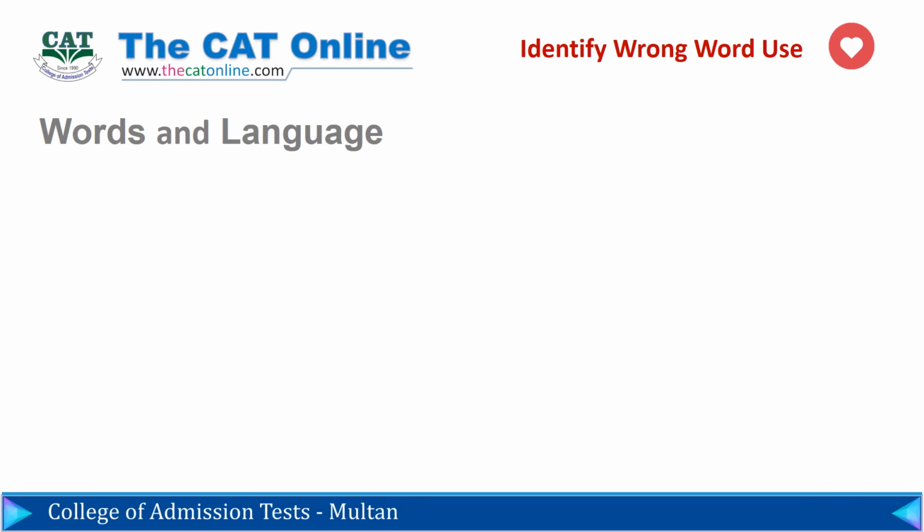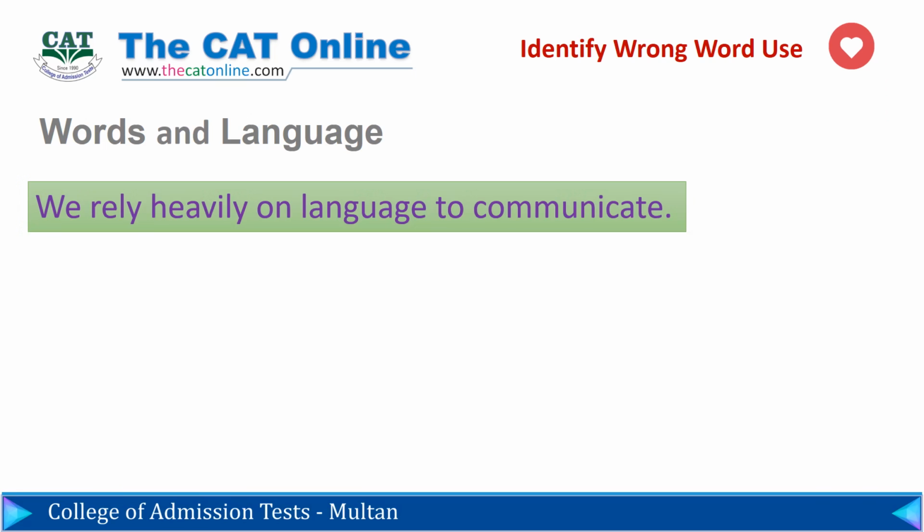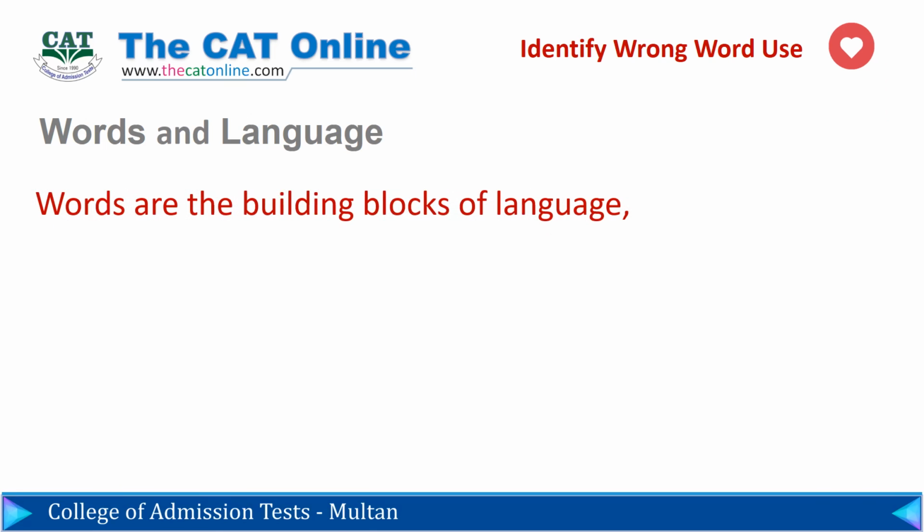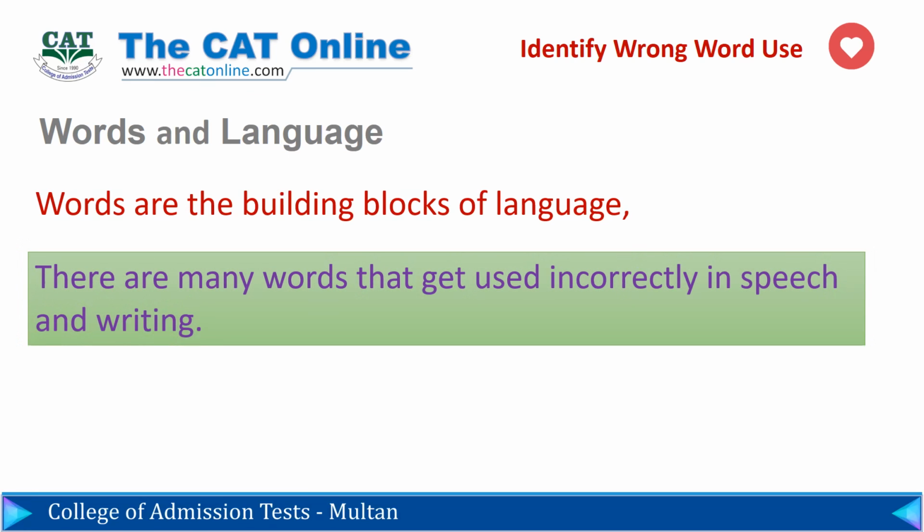Words and language. In our society, we rely heavily on language to communicate. Words are the building blocks of language, and as such, it is imperative we use them correctly. Otherwise, expressions and messages we wish to convey to others won't be understood. With that being said, there are many words that get used incorrectly in speech and writing.